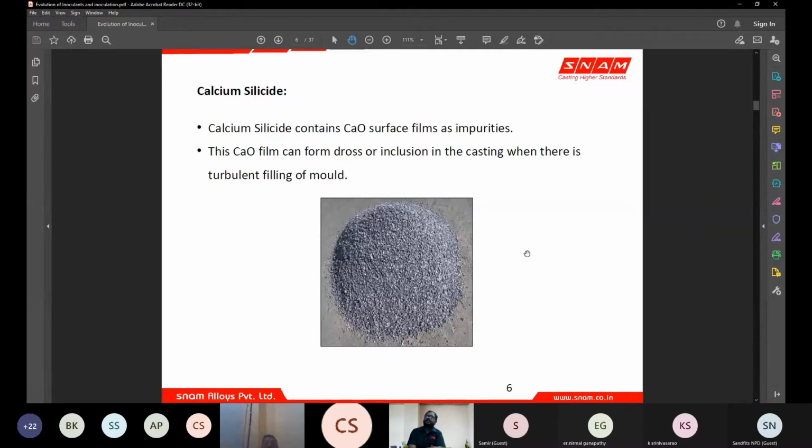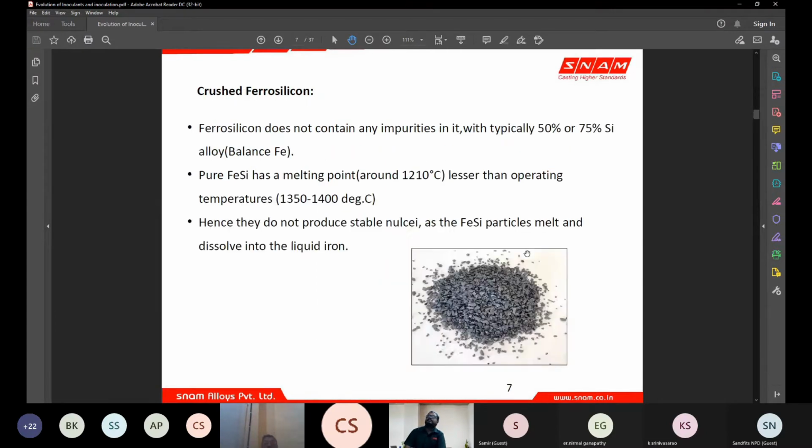So it would be better if we could avoid having surface impurities coming along with the inoculant. Crushed ferrosilicon. Ferrosilicon is a material which contains typically 50 to 75% silicon, balance being iron.